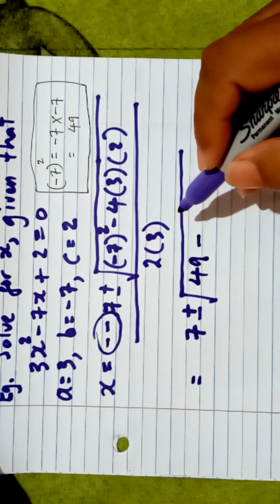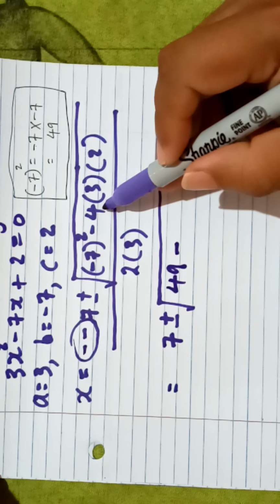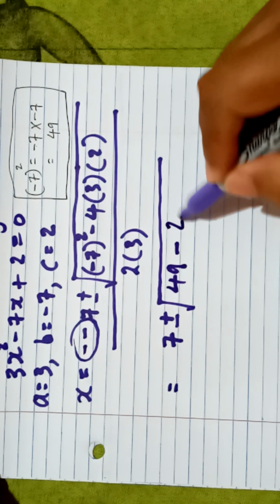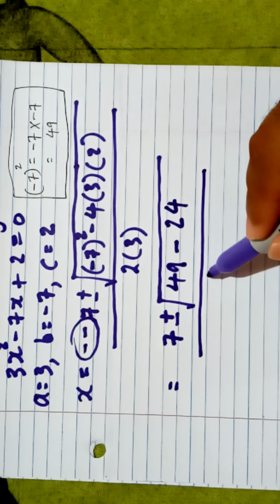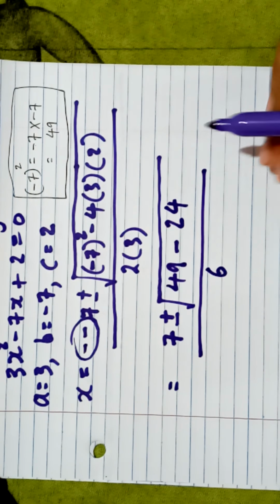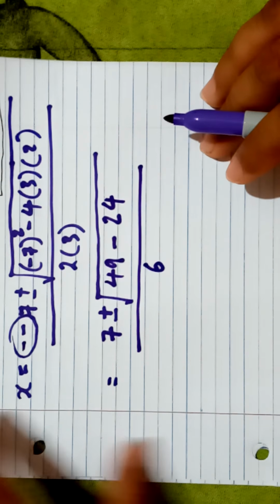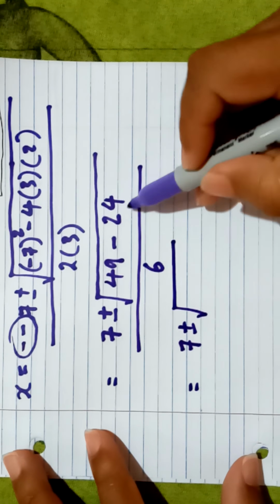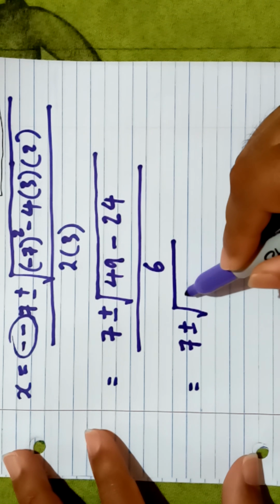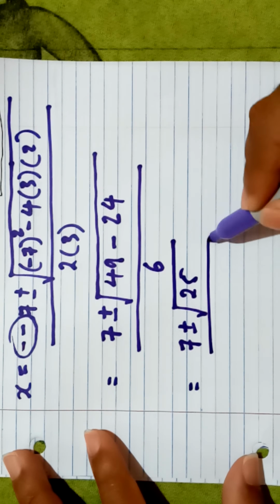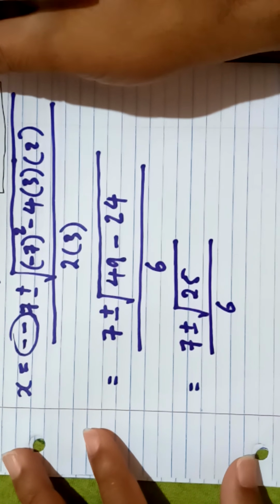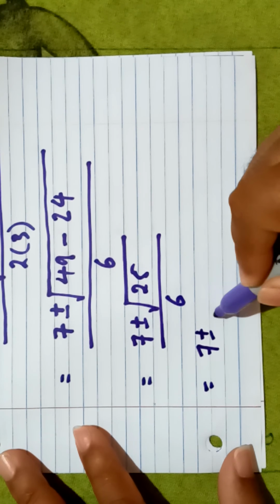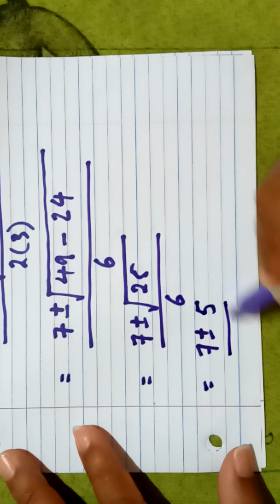Take away, right here now, we're going to say 4 times 3. 4 times 3 is 12, and 12 times 2 is 24, all over 2 multiplied by 3, which is 6. Continuing. Now when we subtract these two values, we get 25. So put that over 6. Alright, continuing. And we also know that the square root of 25 is actually 5.